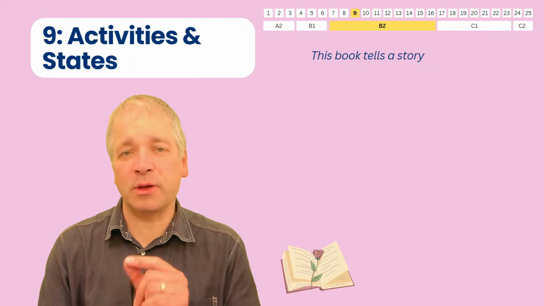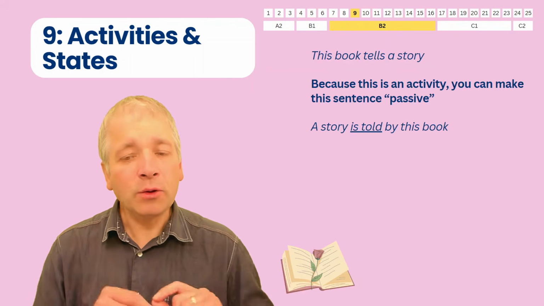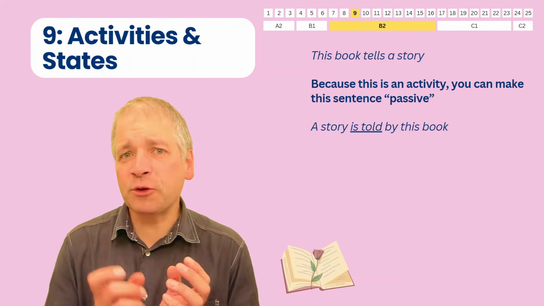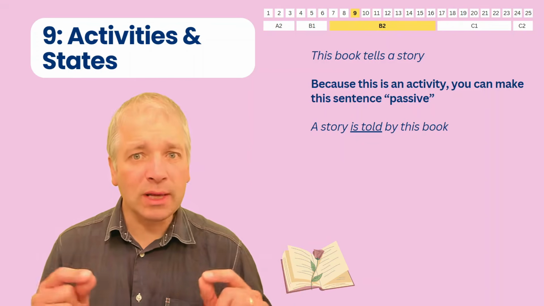There are also different rules for the passive depending upon whether you're talking about an activity or a state. Let's compare two examples here. First of all, let's look at this book. This book tells a story. Because there is an activity here, the verb tell involves communicating information from one place to another, you can make this sentence passive. A story is told by this book.